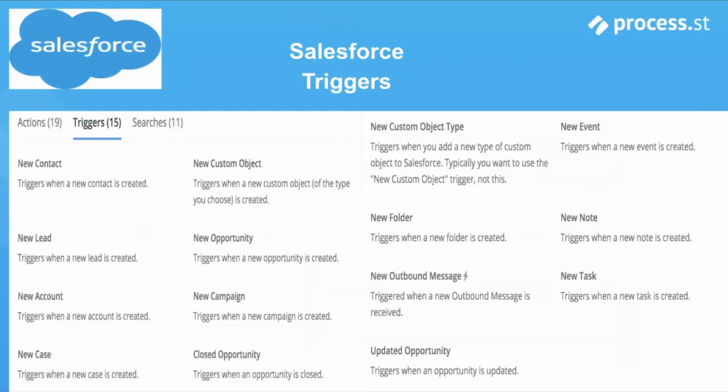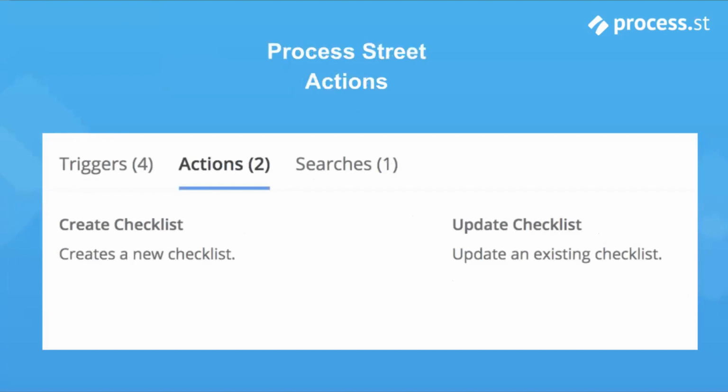So after your template is set up, you choose your trigger in Salesforce. A trigger is simply something that kicks off an automation, and we will start a checklist from the template you've just created. So again, match them up accordingly to whatever you need. Salesforce has 15 triggers to choose from, including new contact, new lead, new account, and many more. So once one of those things happens, you can have your checklist created inside of Process Street. And you'll see here our Process Street actions, which are creating your checklist or updating a checklist as well.